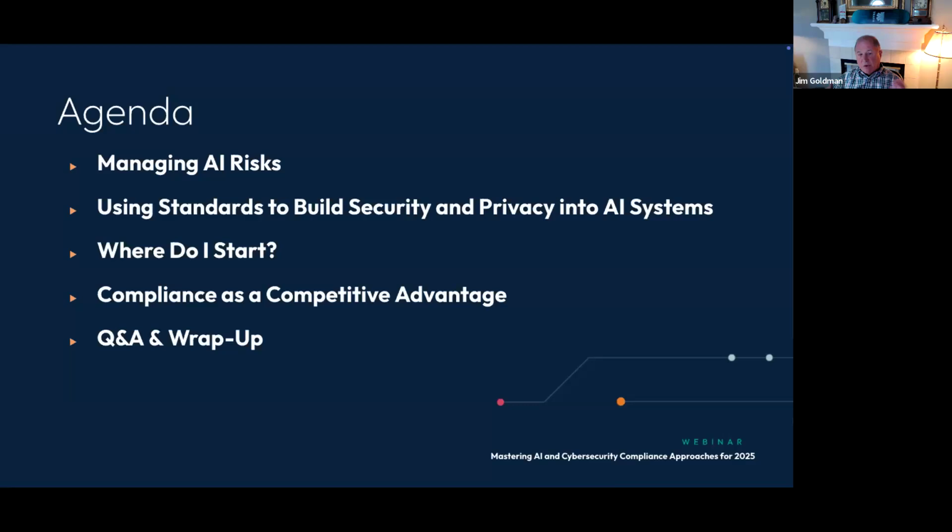So for context, we're going to start by talking about AI risks in general and how to manage those. We're going to talk about the standards that are out there to help us in regards to this. And then we're going to get into more of a process thing, like from a practical standpoint, how would you get started? And then why would compliance to one or more of these standards help you as a competitive advantage?